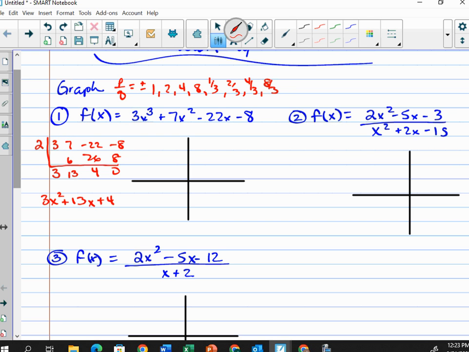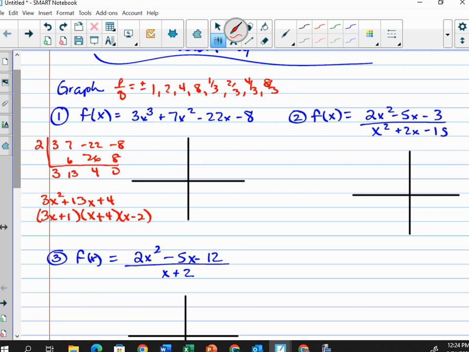Guys, I guarantee you on Friday you will have to factor, okay? It's never going away. Make sure you can do it. So this is going to factor into what? 3x plus 1, x plus 4? And guys, what's the other factor that I need to consider when I'm graphing? x minus 2. Okay, don't forget that, guys.